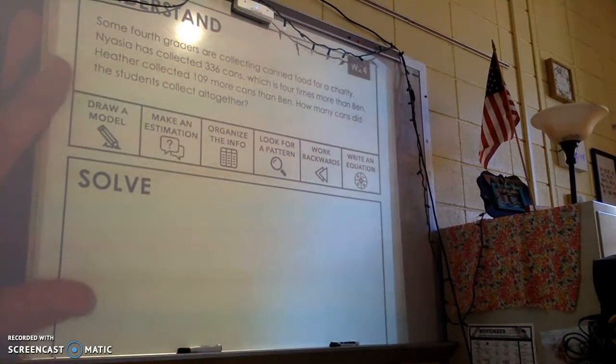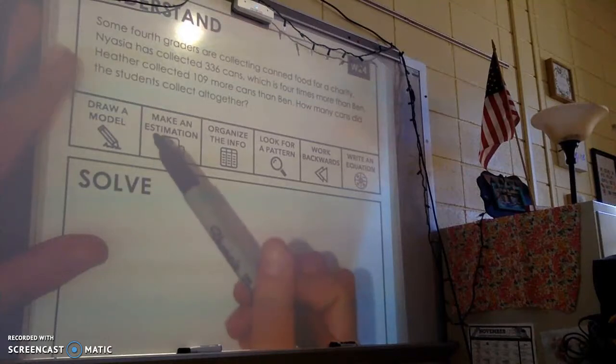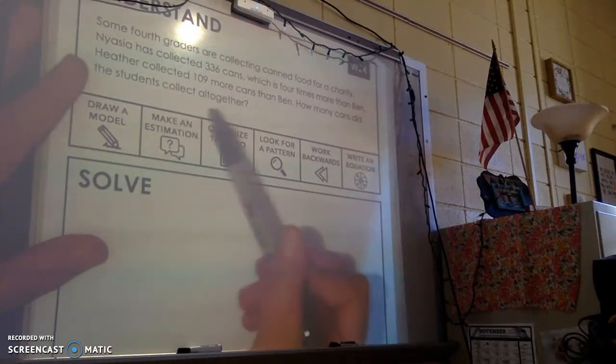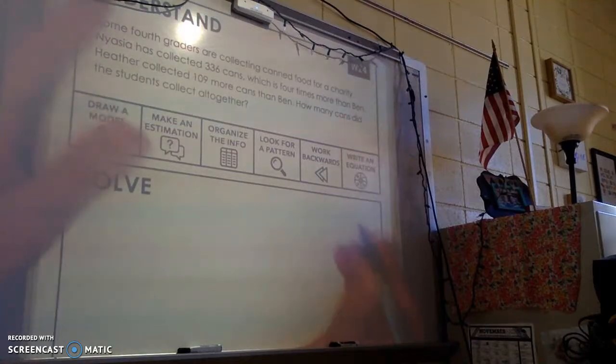Some fourth graders are collecting canned food for a charity. Najia has collected 336 cans, which is 4 times more than Ben. Heather collected 109 more cans than Ben. How many cans did the students collect all together?